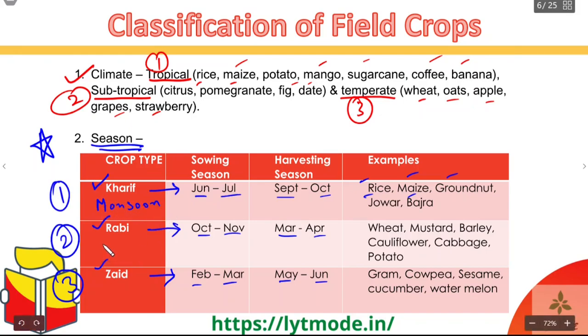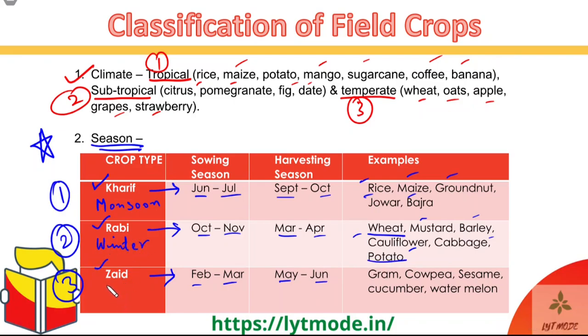The Rabi crops are basically the ones which are grown in the winters. So from winters, you can easily remember which crops are grown in winters. First of all, wheat is the most important crop. Then there's mustard, barley, cauliflower, cabbage, and potato. Potato is again a very important crop over here. So these are grown in the winters.